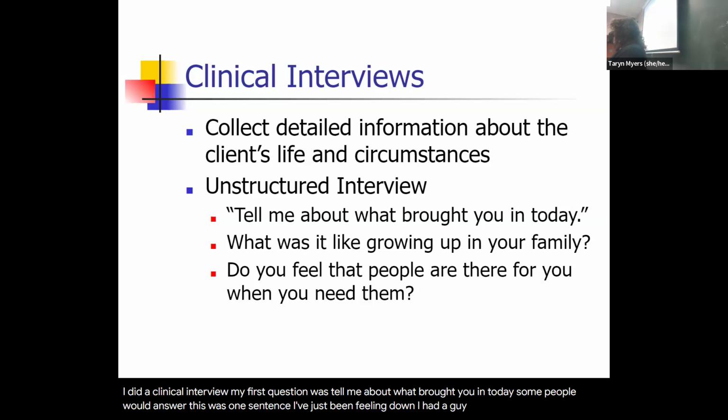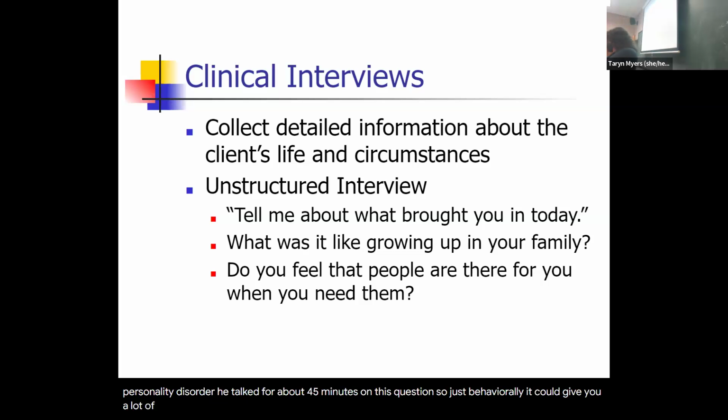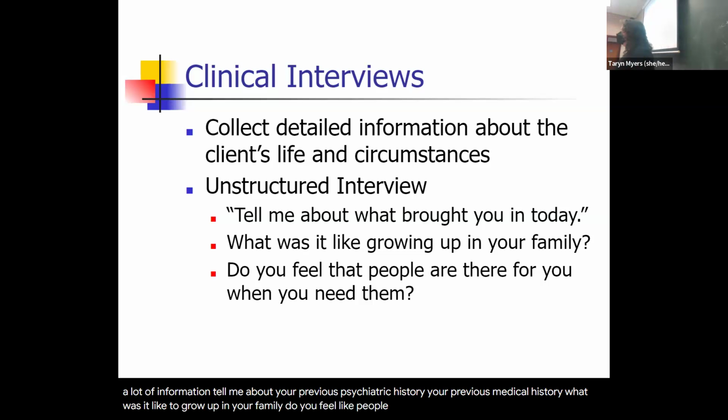I had a guy I saw with narcissistic personality disorder. He talked for about 45 minutes on this question. So just behaviorally, it could give you a lot of information, right? How they answer these things. Tell me about your previous psychiatric history, your previous medical history. What was it like to grow up in your family? Do you feel like people are there for you when you need them?